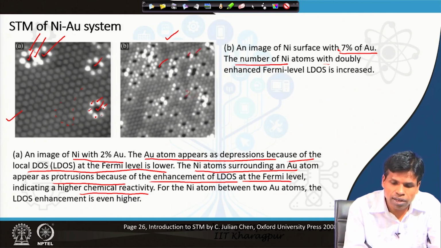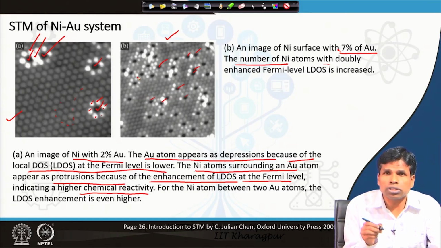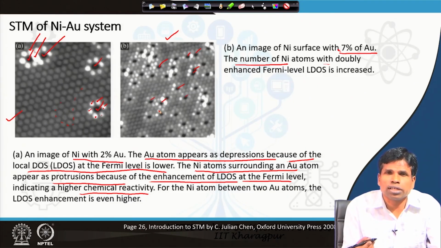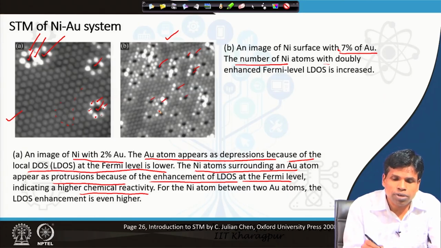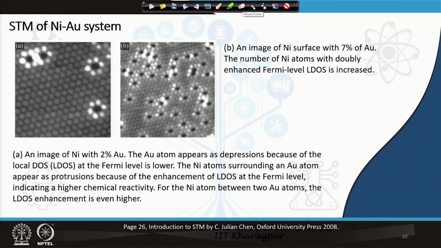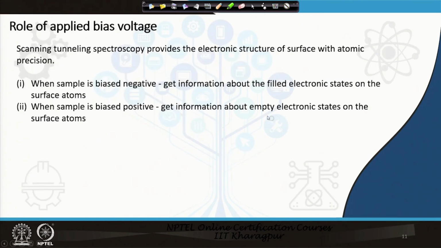So, around all the dark regions, we see the brighter nickel atoms. So, it is indicating how the atomic reactions are occurring at the atomic level. All the nickel atoms around the gold have changed due to a certain chemical reaction, and therefore their electronic properties have changed. This type of chemical reactivity at the atomic level can only be studied by scanning tunneling microscope. There is no other technique available which can provide this type of information.